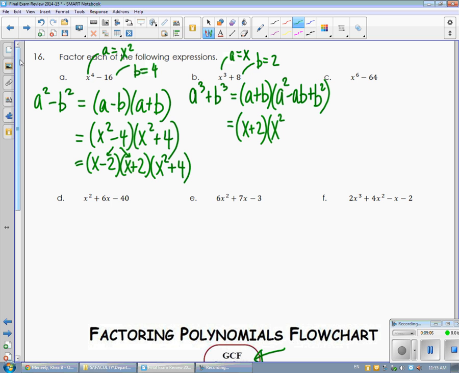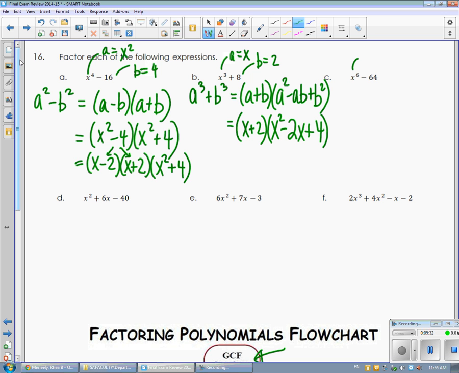Well, if I multiply x times 2, I'm going to have 2x, so it's going to be minus 2x plus b squared, which is 4. If we take a look at letter C, we've got x to the 6th minus 64. I think this is actually one of the problems from your unit review. Now, both of these numbers are perfect squares, and both are also perfect cubes. In this case, it's actually going to be easier to use your difference of squares formula.